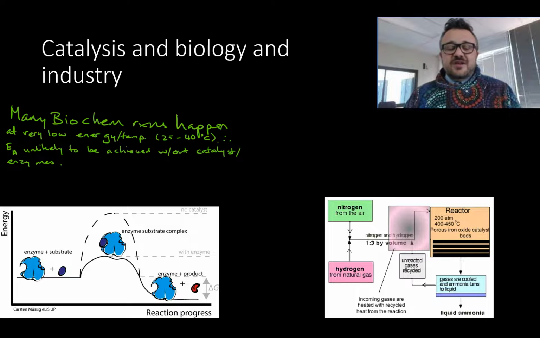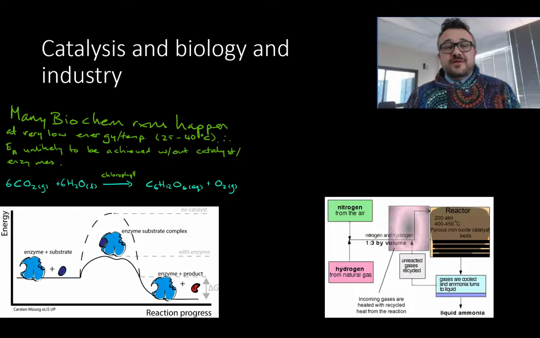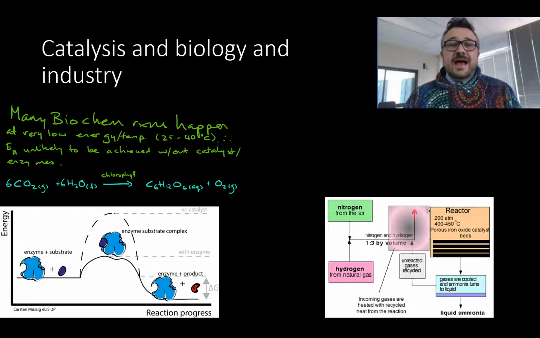So the activation energy is unlikely to be achieved without a catalyst, in this case enzymes, in many reactions. So for example, the production of sugar in photosynthesis, we need the enzyme chlorophyll. And chlorophyll allows this reaction to happen at low temperatures during the daytime. And we see what happens here.